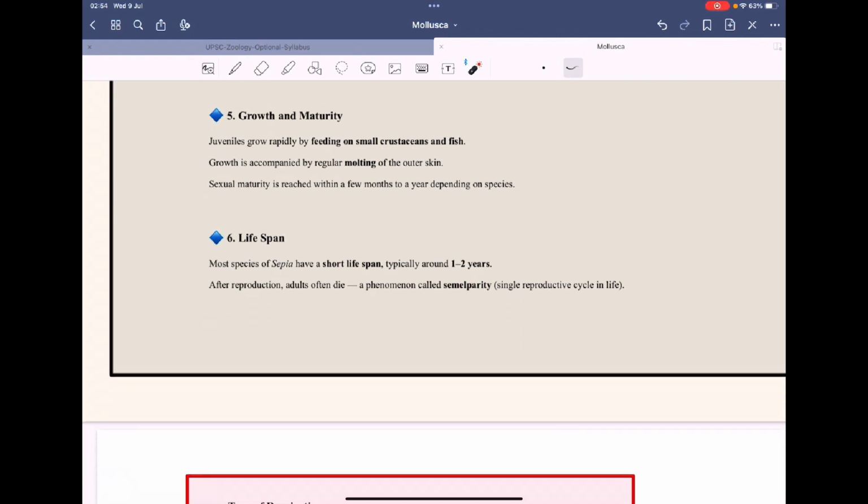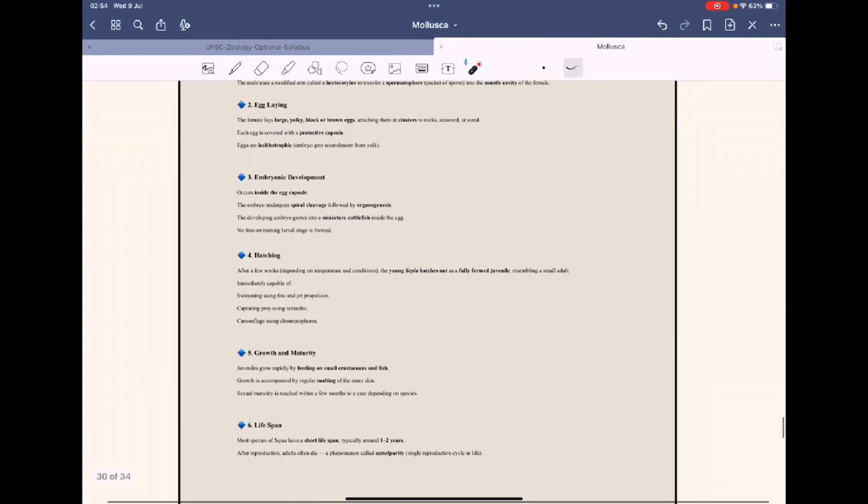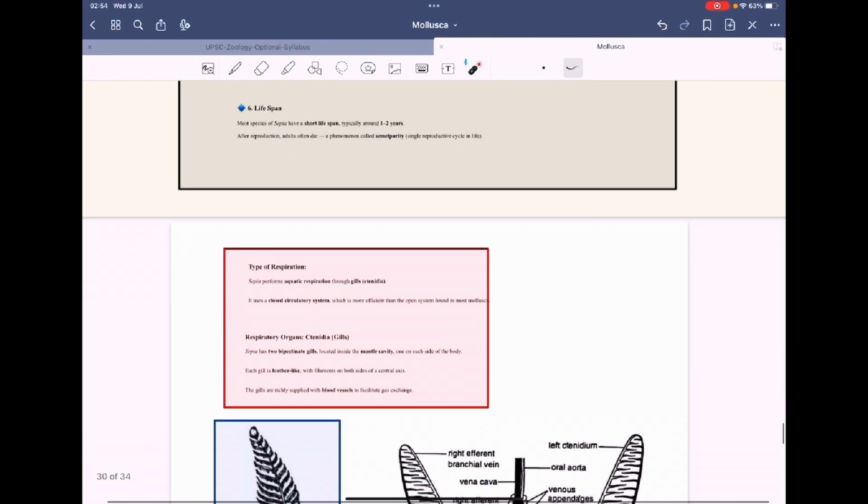And this phenomenon where adults die after reproduction is called semelparity, that is a single reproductive cycle in life, because they will die after reproduction. So this is the whole process of reproduction.